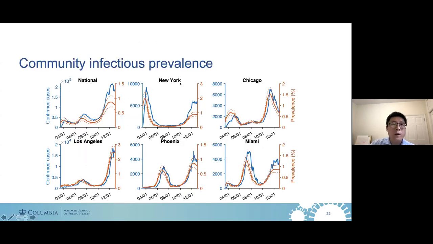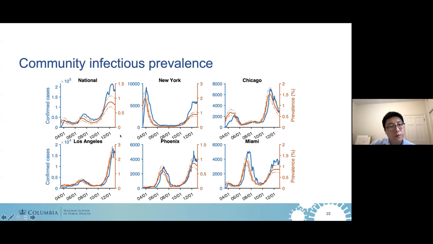We further look at the community infectious prevalence, which is the percentage of infectious population in a community at a given time. And this figure shows the result at the national level and in the 5 major metropolitan areas we looked at. The blue line shows the daily confirmed cases, and the red line shows this community infectious prevalence. So in the US at the national level, the community infectious prevalence rose up to about 1% during the fall winter wave. So that means about 1 in 100 people in the community were contagious during this time.